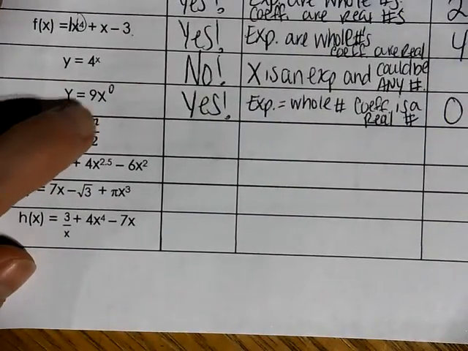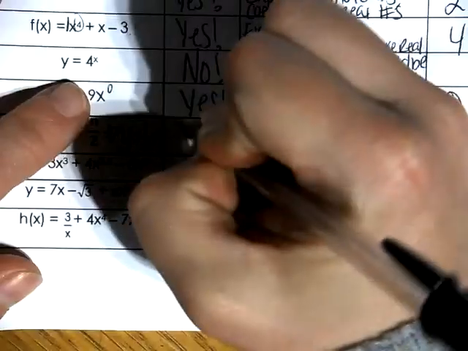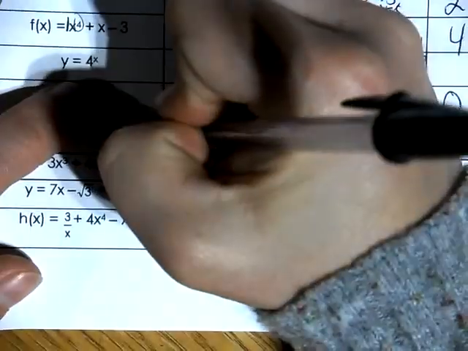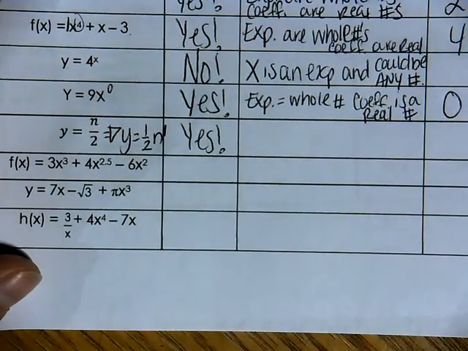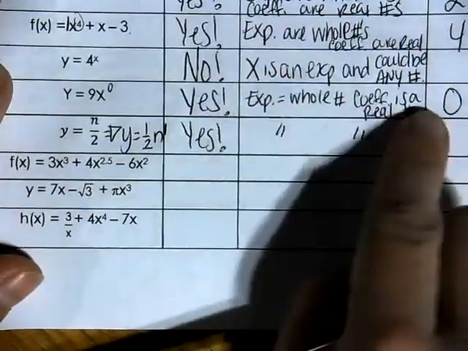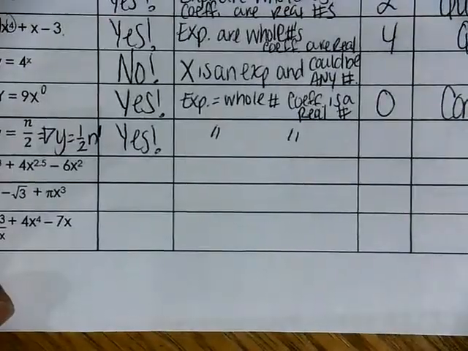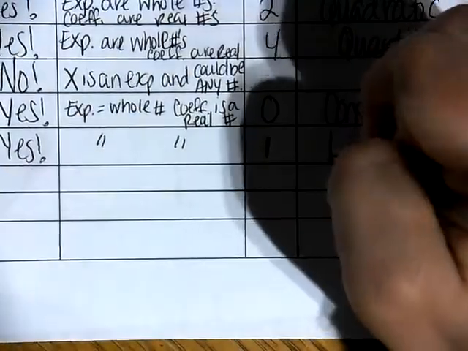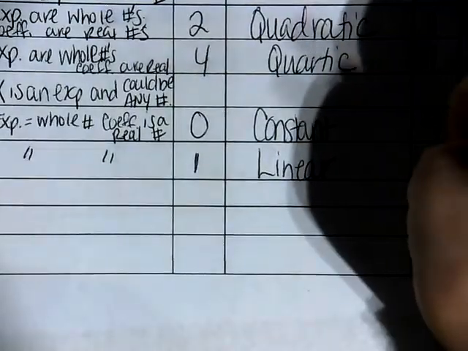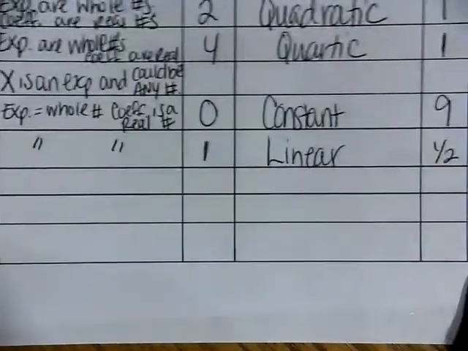For the next one, we have y is equal to n divided by 2. Technically, this is really y is equal to 1/2 n. So this is actually a linear function. The answer is yes. This is a polynomial because technically n is being raised to the 1st power. So once again, I'm just going to put quotes because I already had a yes from before. Yes, because the exponent is a whole number and the coefficient is real. This one has a degree of 1, and it is a linear function with the leading coefficient being 1/2. And that's because that's the number that's in front of the variable.